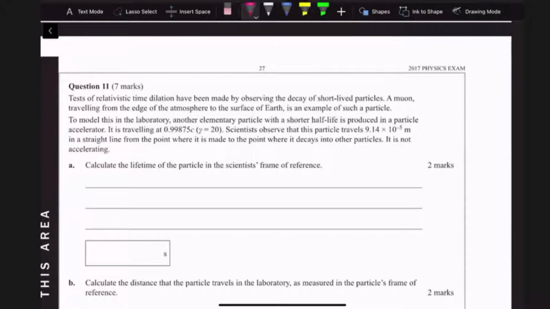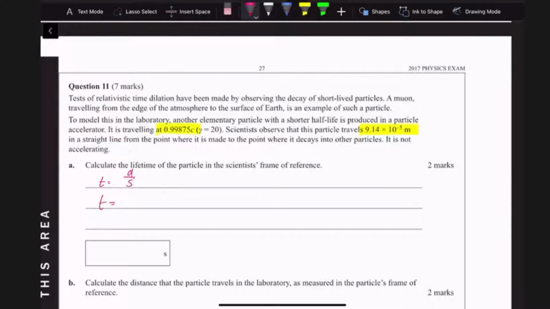So more relativistic stuff. Calculate the lifetime of the particle as seen from the scientist frame of reference. So if we scan the paragraph for things seen by the scientists, it's that they see them travel 9.14 meters. And then we're also given the speed. So we know that speed equals distance over time, so time equals distance over speed.